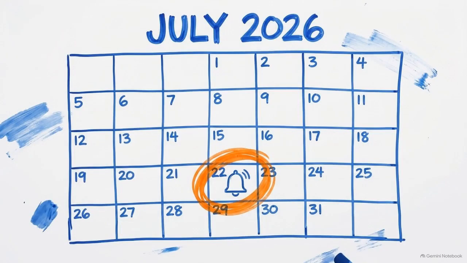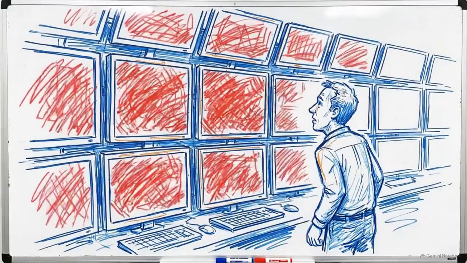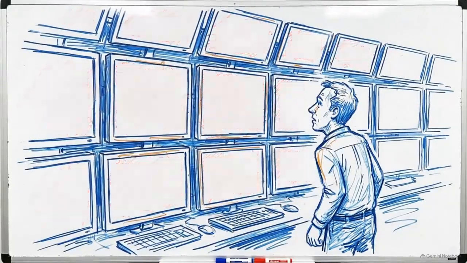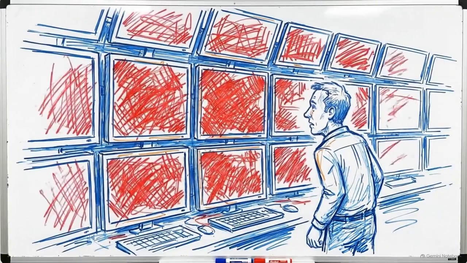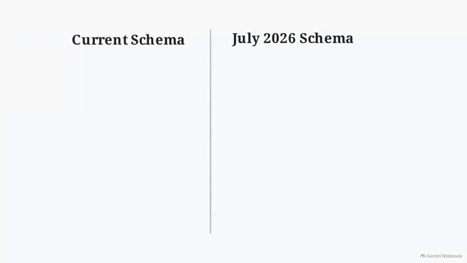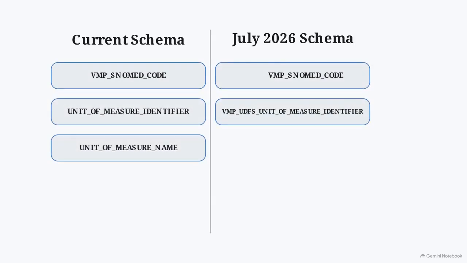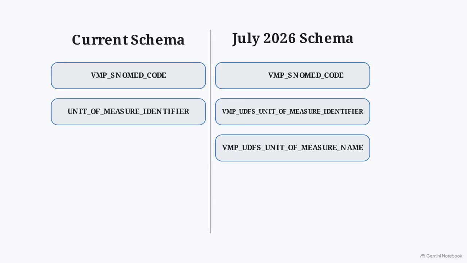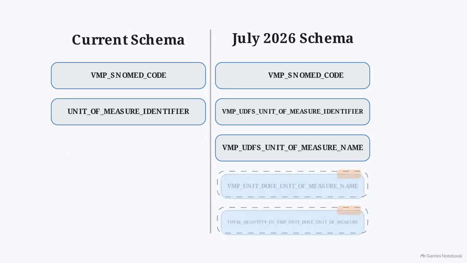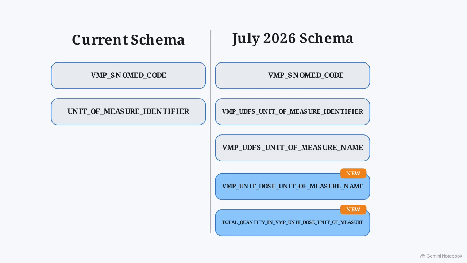NHS BSA has pre-announced specific dataset updates scheduled to deploy in the July 2026 provisional data release. Hard-coded pipelines that rely on strict column positioning or exact legacy naming conventions will break the moment this update is published. This animation compares the legacy architecture with the incoming July 2026 schema. First, unit of measure column names expand to include VMP prefixes. Second, 2 new columns are introduced capturing VMP unit dose metrics. Finally, SNOMED codes and unit identifiers officially become string data types, resolving the parsing risk.